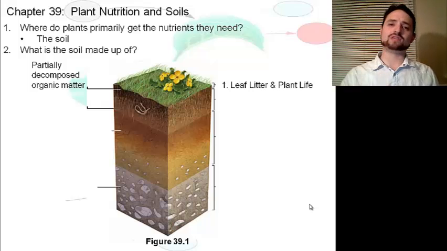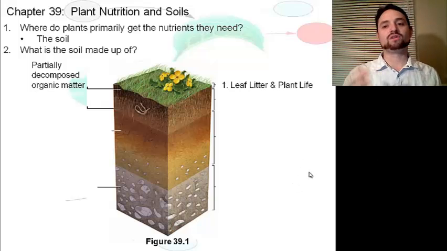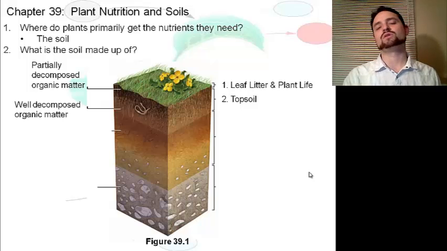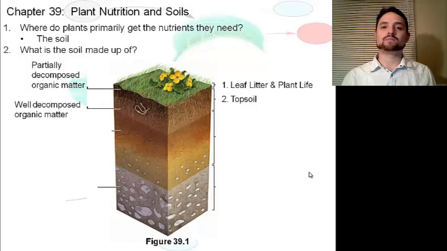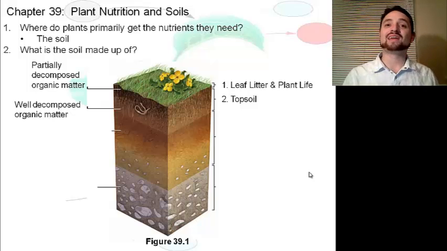And as those things are decomposed, it's right there on the surface, and that's part of that leaf litter and plant life that's growing there. Right below the surface, you have the topsoil, and the topsoil is well decomposed organic matter. When you think about going to the store to buy soil to plant a plant in a pot at the house, you're probably going to buy some sort of topsoil. It's called topsoil because it has a lot of this well decomposed organic matter in there.